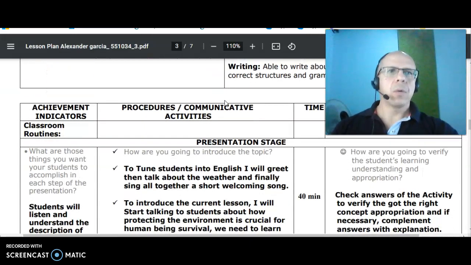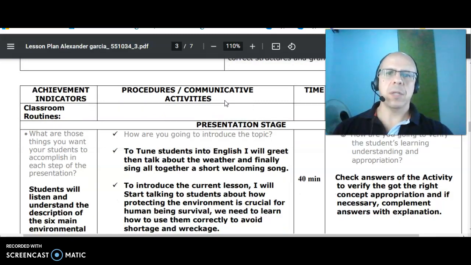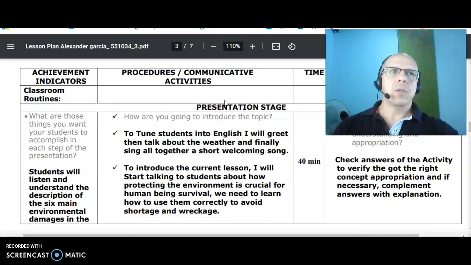So, lesson description, presentation stage: tuning students into English, reading, talking about the weather, and finally singing all together a short welcoming song. Judy will start talking to students about how protecting the environment is crucial for human beings' survival, and pointing out that all of us must be involved in order to achieve the goal.